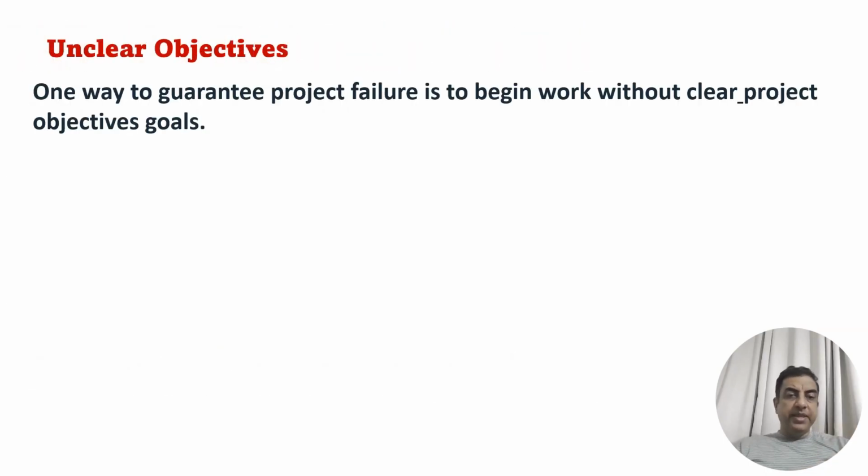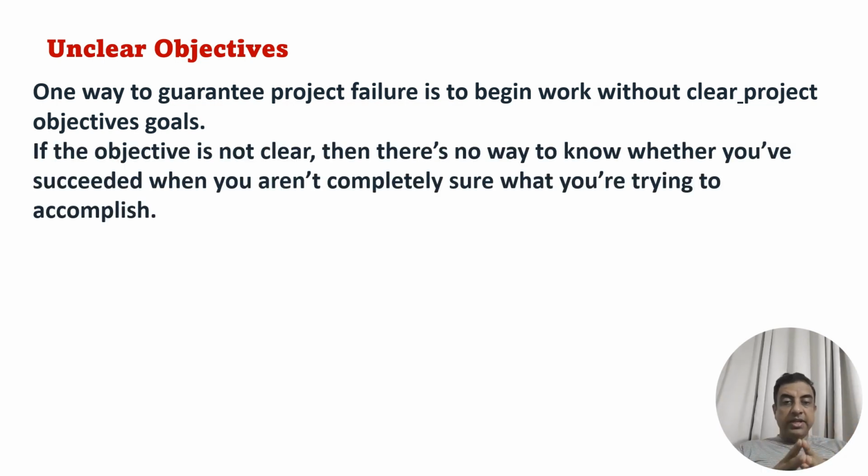Unclear objective. One way of guaranteeing a project failure is to begin the work without clear project objectives and goals. We all have heard that it is important to define the right project metric in the beginning. Just take a break of 5 seconds, close your eyes and see how many projects you have done and how many of them have failed because of the unclear objective. My thought here is that if you see in the beginning of the project that the objectives are not clear, do not get into the project till the time the objectives are clear.